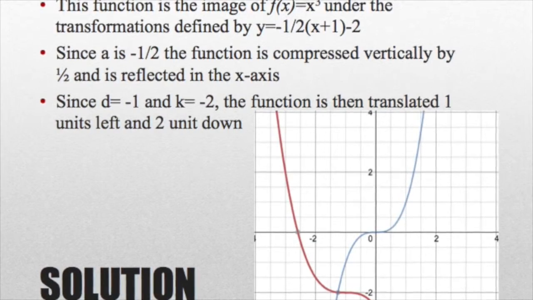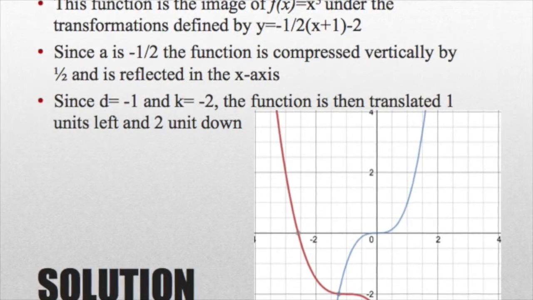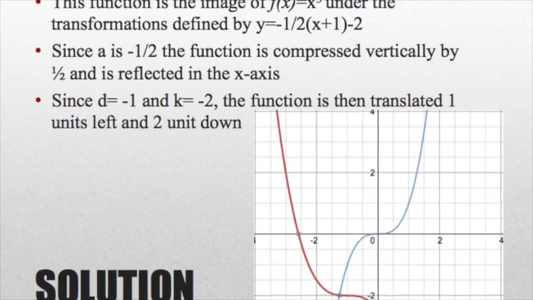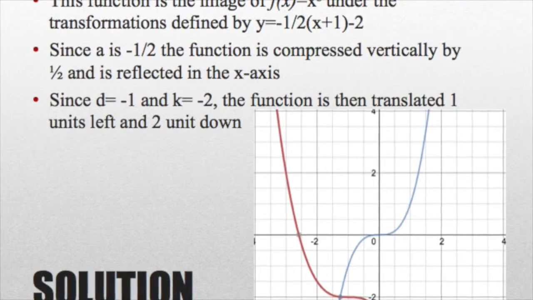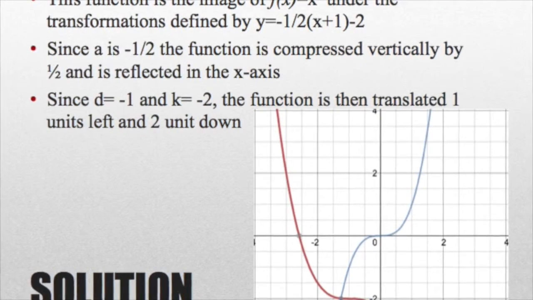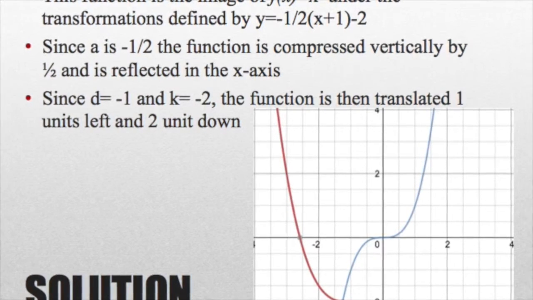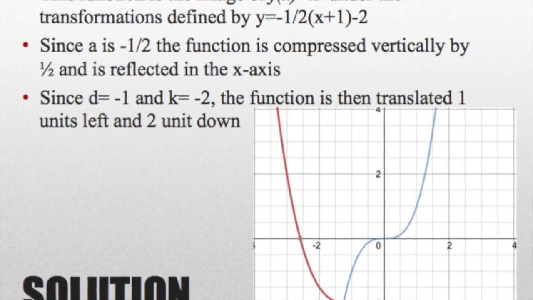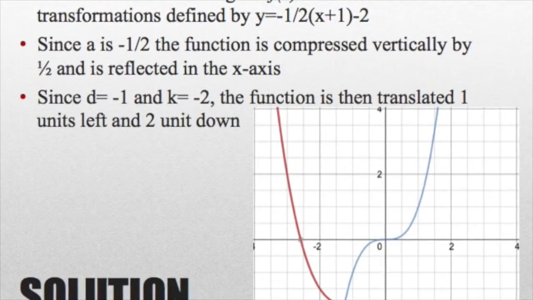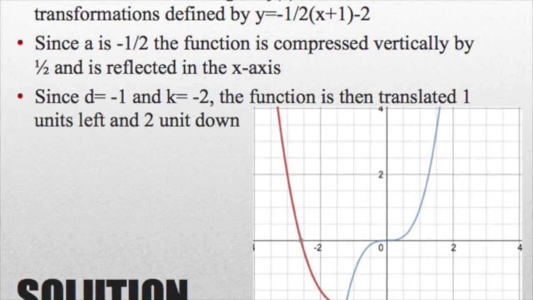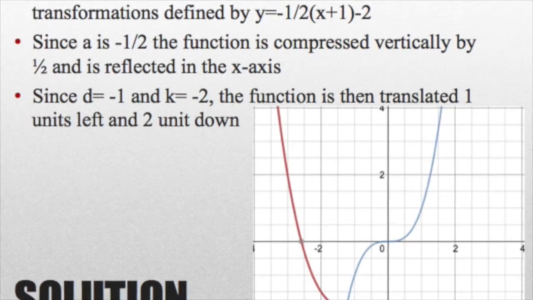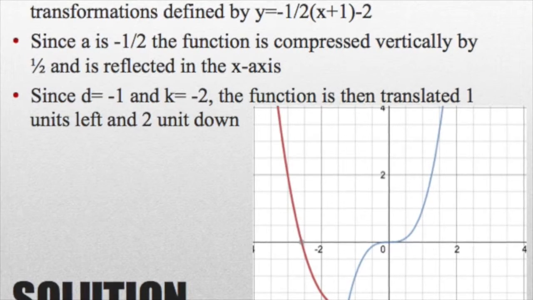Since a is negative 1 over 2, the function is compressed vertically by 1 over 2 and is reflected in the x-axis. Since d equals negative 1 and k is equal to negative 2, the function is then translated 1 unit to the left and 2 units down.